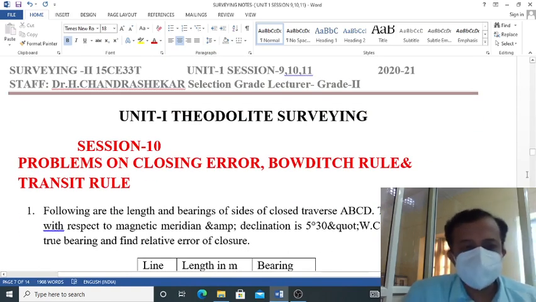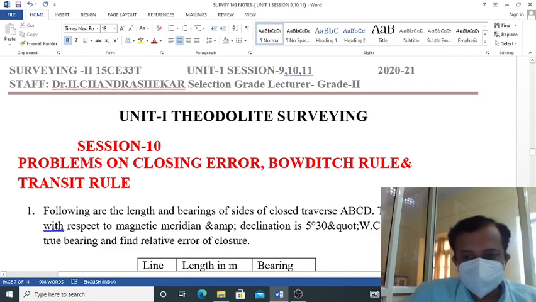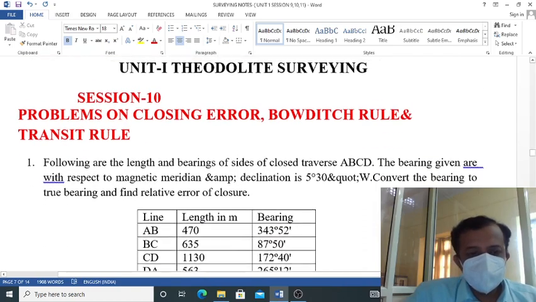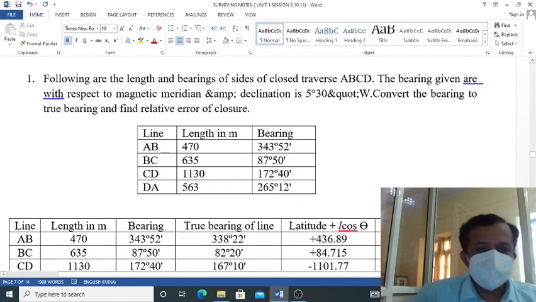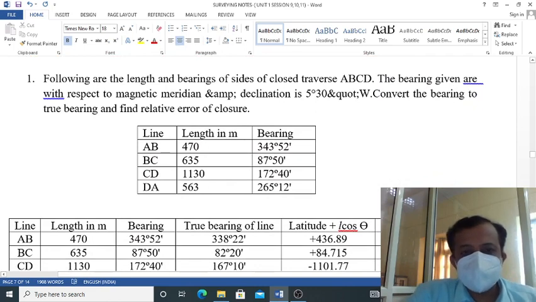Dear students, let us solve problems on closing error, Bowditch rule and transit rule. Here is a problem. Following are the length and bearings of sides of closed traverse ABCD. The bearings are with respect to magnetic meridian. Declination is 5 degrees 30 minutes. Convert the bearings into true bearings and find the error of closure.